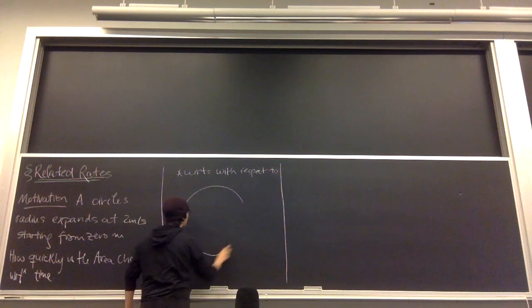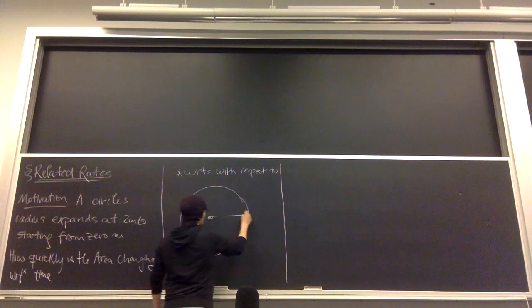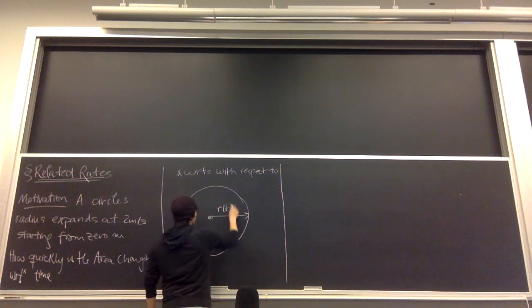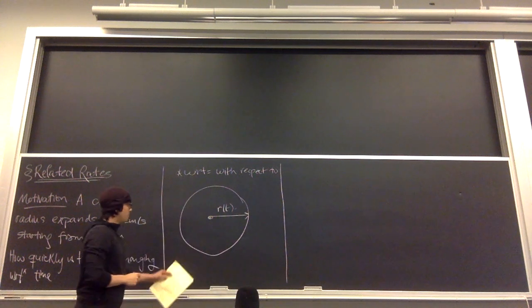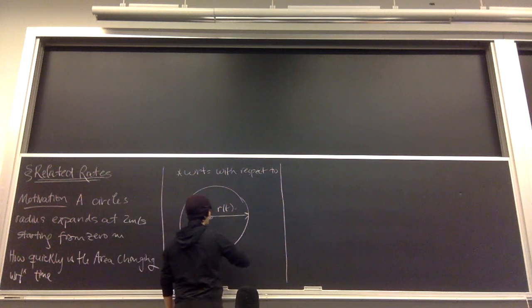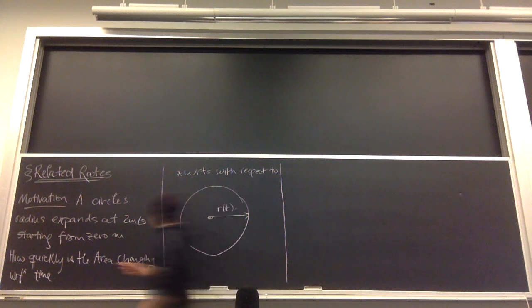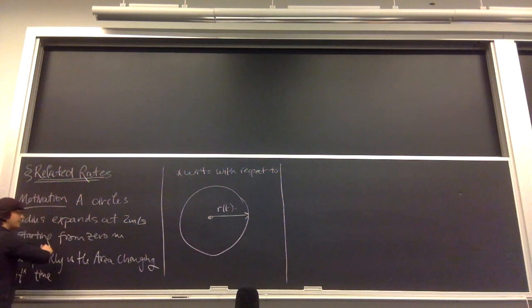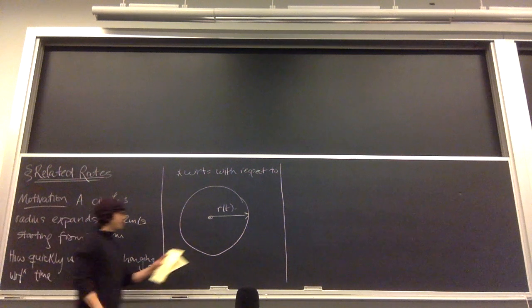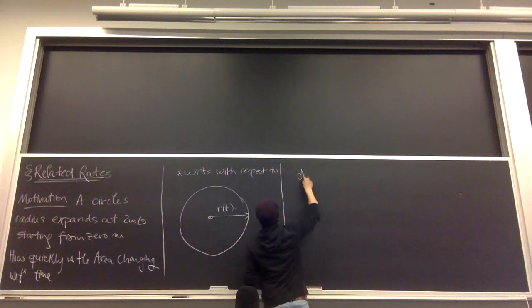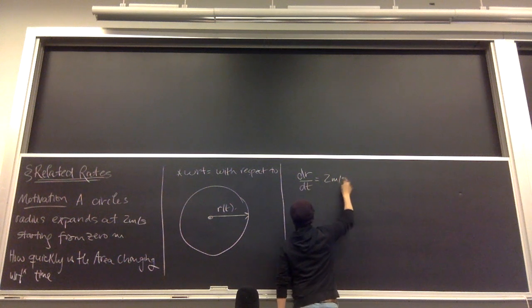Here's a circle. The circle has a growing radius, so I'm gonna say the radius is a function of time. We know that radius is a function of time. We know its derivative, right? I'm telling you that this is expanding at 2 meters per second. So that means the radius with respect to time is changing at 2 meters per second.